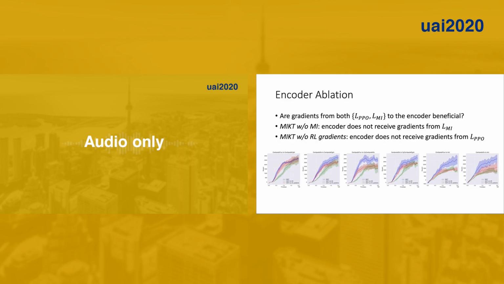A natural question to ask is whether we need both the RL loss and the mutual information loss to train the encoder. We experiment with removing both of these terms in succession and find that both are necessary components, although training the encoder with just the mutual information loss also achieves good results.